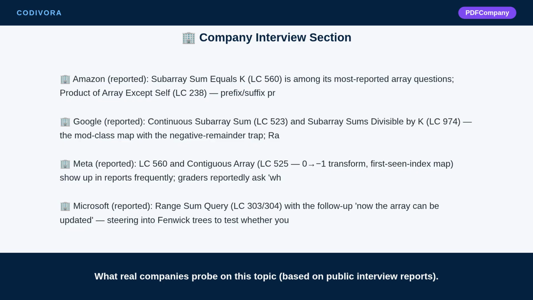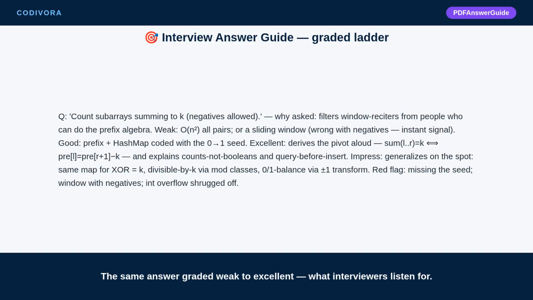Graders reportedly ask, why does the map store counts? To separate memorizers from understanders. Microsoft reported rangeSum query, LC303, with the follow-up, now the array can be updated, steering into Fenwick trees to test whether you know the prefix snapshot's limits. Here is how the same answer is graded, from weak to excellent, so you know exactly what an interviewer is listening for.